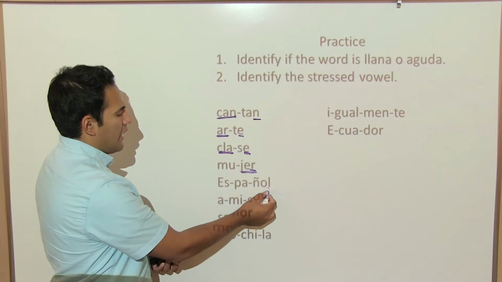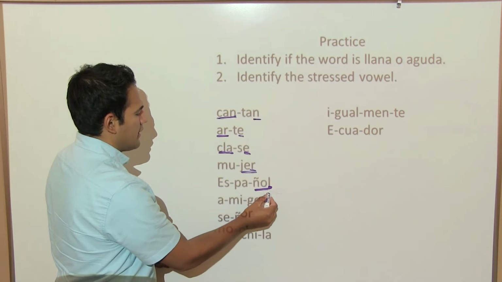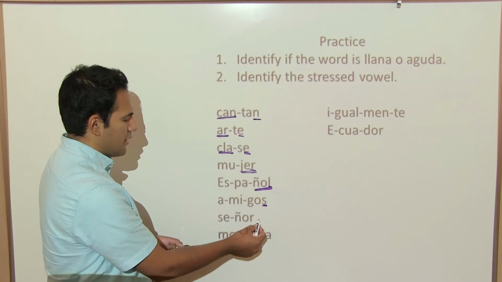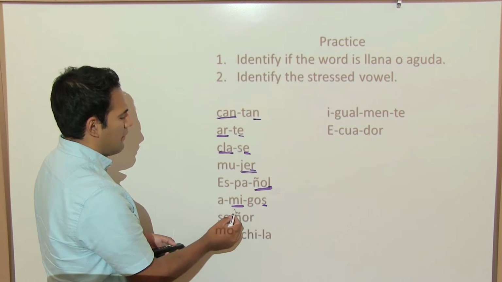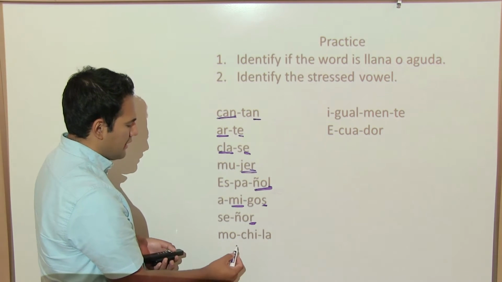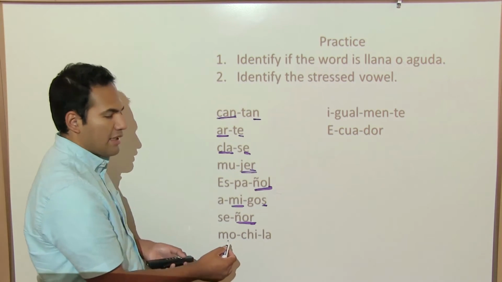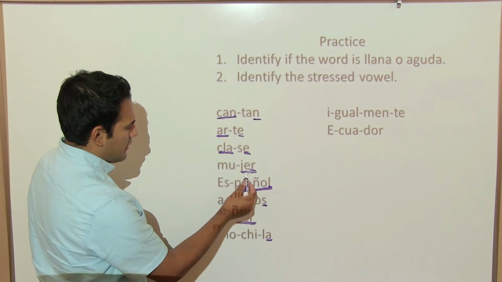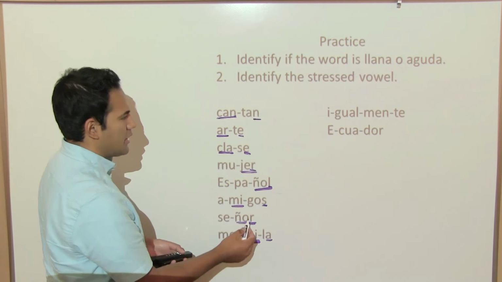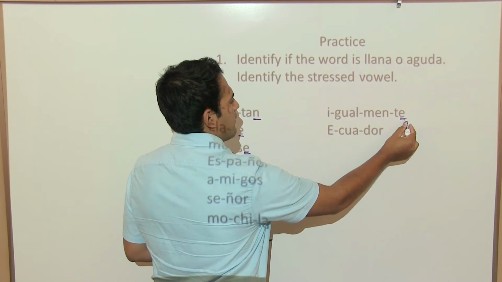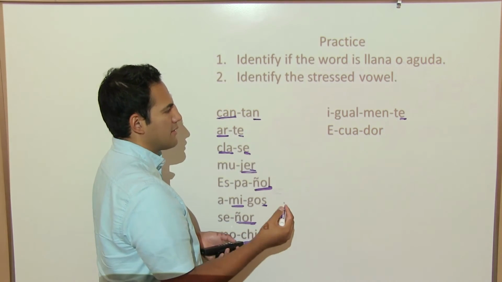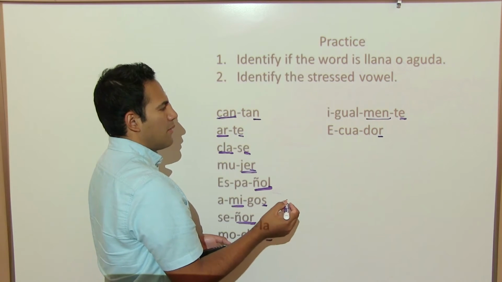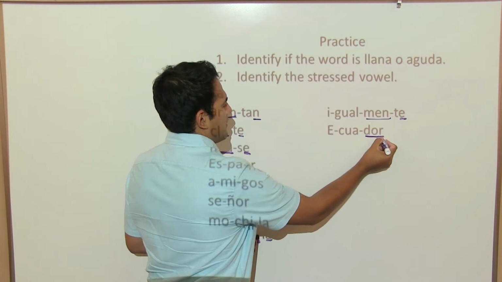The next one, español, ends with a consonant, so we're going to put the stress on the last syllable, español. The next one ends with an S, so the stress is on the second to last syllable. Right here, amigos. The next one ends with a consonant, so the stress is going to be on the last syllable, señor. The next one ends with a vowel, so the stress is going to be on the second to last, mochila. And here we have a vowel, so the stress is on the second to last, igualmente. And finally, it ends with an R, so we're going to stress the last syllable, Ecuador.